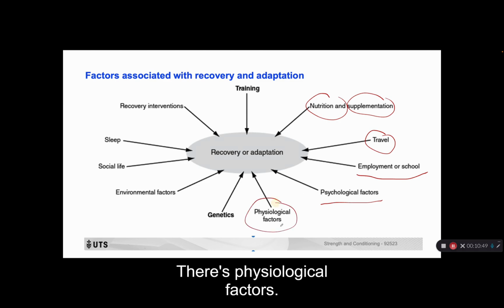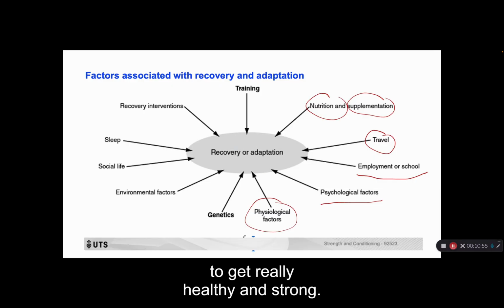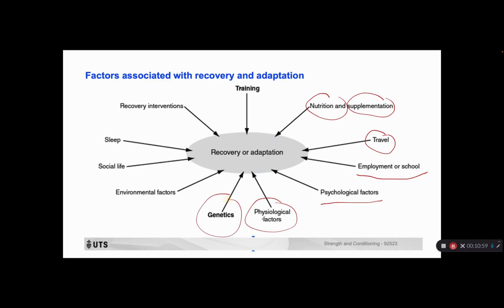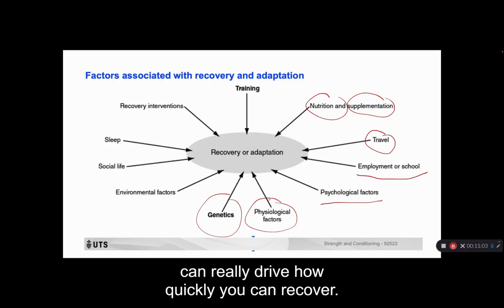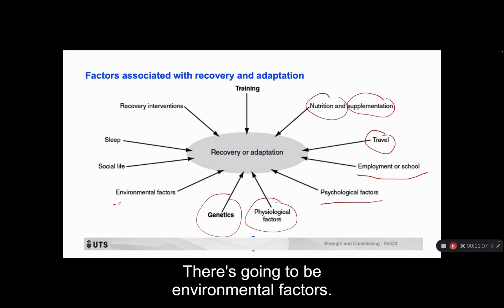There's physiological factors. Choosing your parents wisely is always an important thing to do, if you want to get really healthy and strong. So simply by virtue of having a particular genetic profile can really drive how quickly you can recover. There's going to be environmental factors.